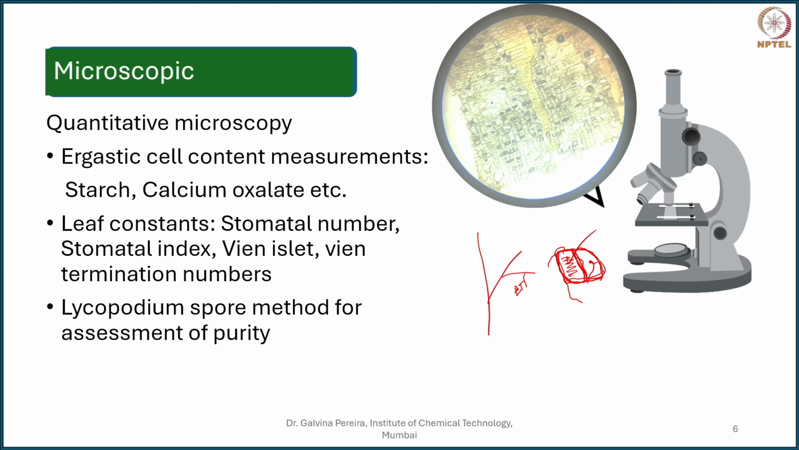Because veins are in the between layer, like the cheese slice in your cheese sandwich, whether you see it from top or from bottom, your vein islet number and vein termination number are going to be consistent. They are not going to change like your stomatal number. But the next value, palisade ratio, definitely changes again. In addition, you can also ascertain the purity of a plant, certain plant organelles, or certain layers of tissues by using what is called Lycopodium spore.